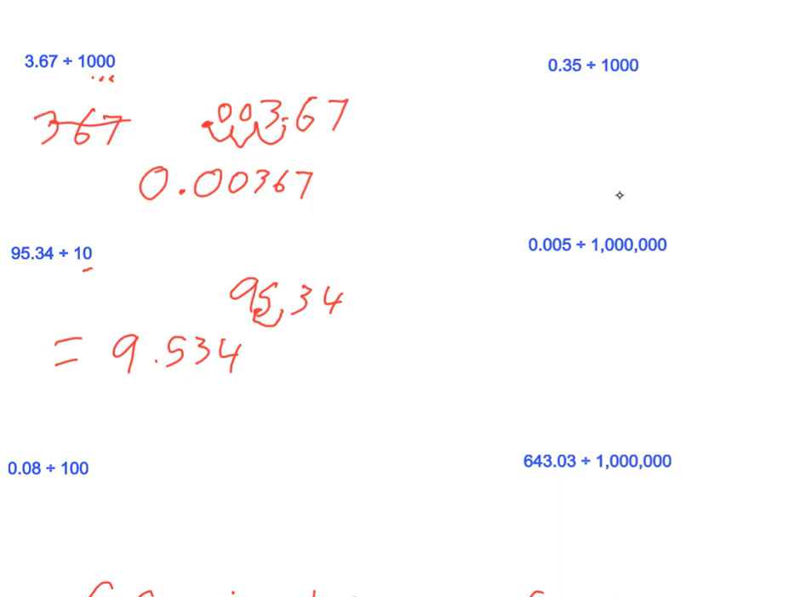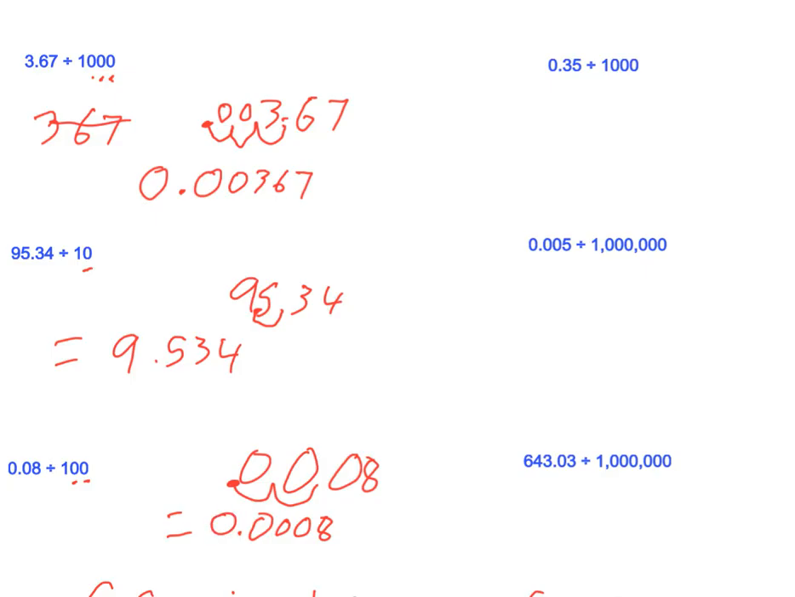The next one, 0.08 divided by 100. Here's our 0.08. Decimal place is normally here. I'm going to move it 2 spots to the left because there's 2 zeros in 100. 1, 2. So that equals 0.0008, and obviously have a 0 in front.